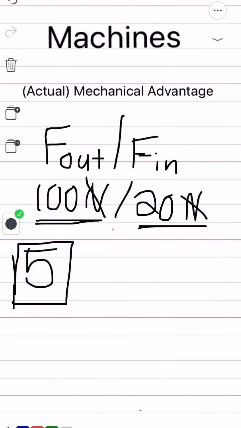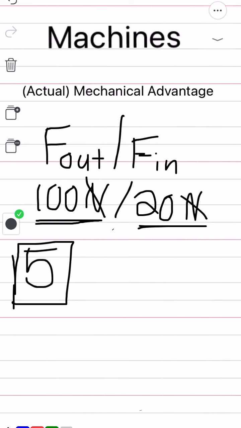Now, how this differs from ideal mechanical advantage. Ideal mechanical advantage assumes a world with no friction, no air resistance, no loss due to heat, or any of the other things we don't usually consider in physics. Most of the time, we will be working with ideal mechanical advantage if we're finding it. However, if it's given to us, it might be the actual mechanical advantage.